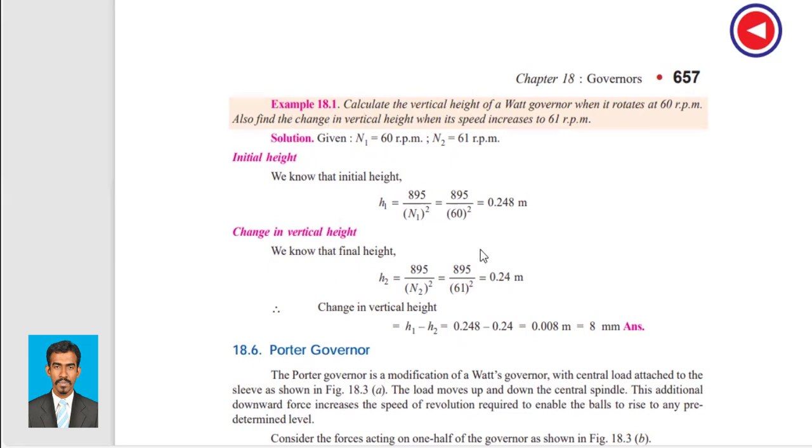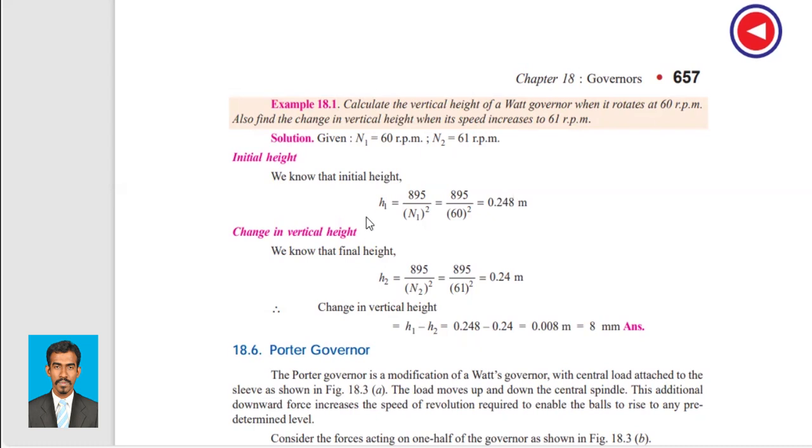So how to find the change? We have the first height, and we have the second height. We just have to find the difference between these two, right? So the change in the vertical height, h1 minus h2, is 0.248 meter minus 0.24 meter, that is 0.008 meter, that is 8 millimeter, right?